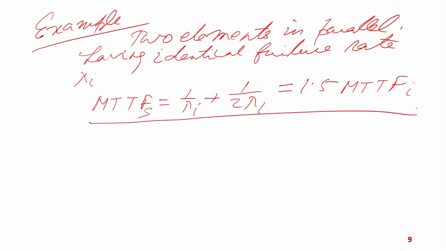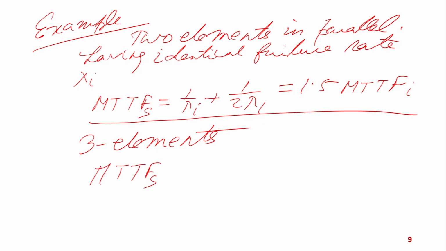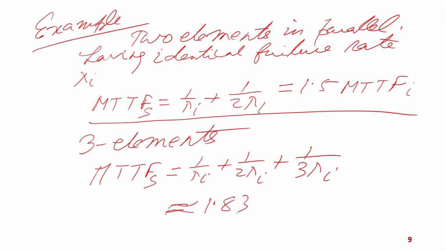If you take 3 parallel elements, then MTTF will be 1 by lambda I, then 1 by twice lambda I plus 1 by 3 lambda I. So, this will be equal to 1.83 times the MTTF of the individual element. So, you see the mean time to failure is increasing.